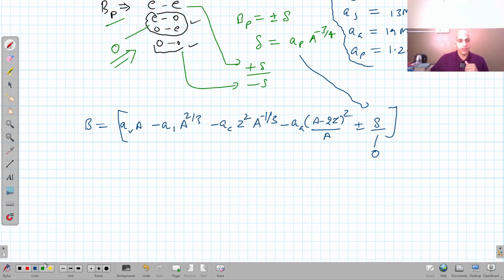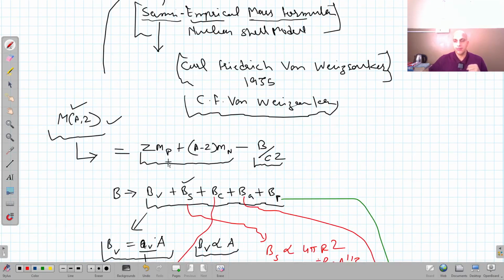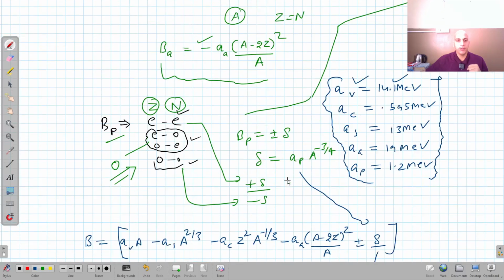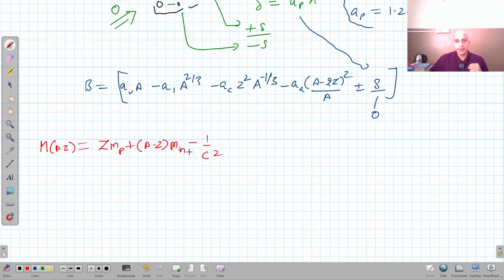Now I can write down the expression for the mass of the atomic nucleus. M(A,Z) will be equal to Z times the mass of proton plus (A − Z) times the mass of neutrons, minus 1 upon c², using equation number 1. Minus B upon c² means 1 upon c², and inside the bracket I will have all the terms corresponding to the binding energy.